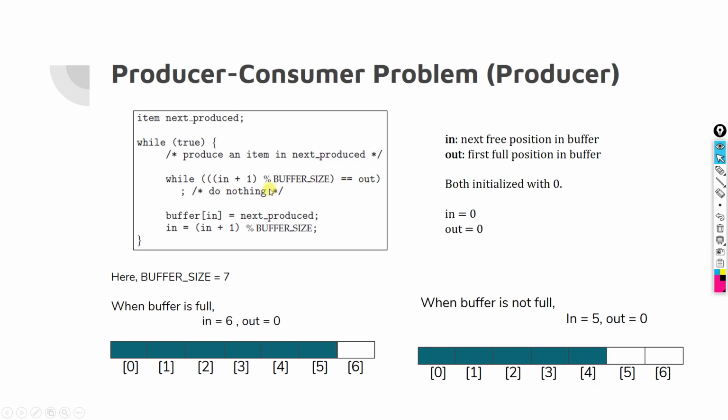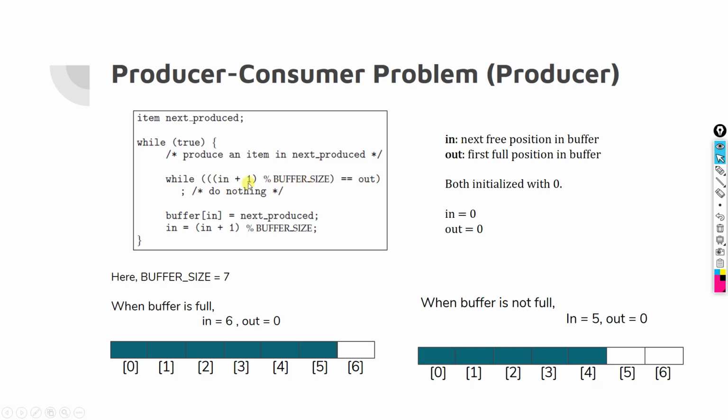So in the while loop, if you go through the code, you will find it very easy. In the while loop, this is the condition to check: if in plus 1 mod buffer size equals out, I mean if the next position of the buffer is the first position. In this case, the buffer size is 7, right? There are 7 positions in the buffer, and currently the value of in is 6. I mean this is the next free position, and out is 0. Why? Because in the 0 location there is the first item that can be consumed.